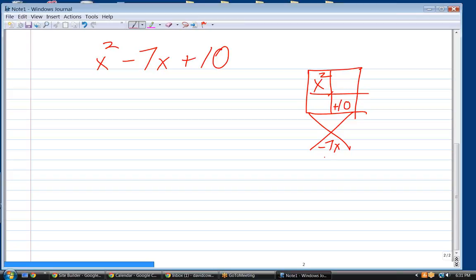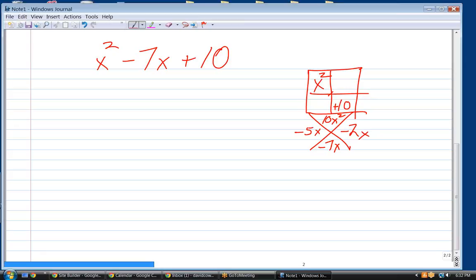Mm-hmm. And then what you do is you take from your box the 10 and the x squared, you'd multiply those together and you get 10x squared, which you'd put on the top of the X. And then you have to figure out what times what equals 10x squared and what plus what equals negative 7x. And that's what you put in the X on the side. So I already put the problem in class, but it's just an example. So it would be negative 5x and then negative 2x. So you'd put those on the empty sides of the X.